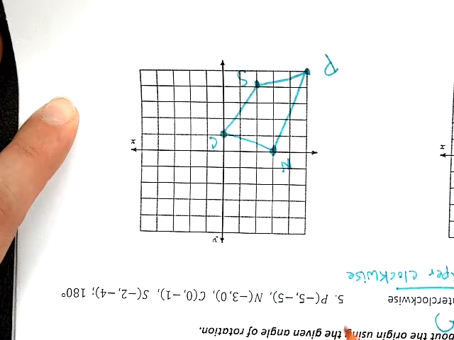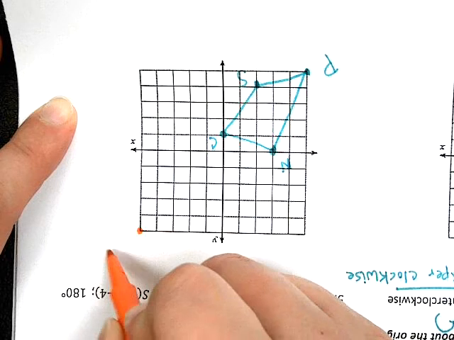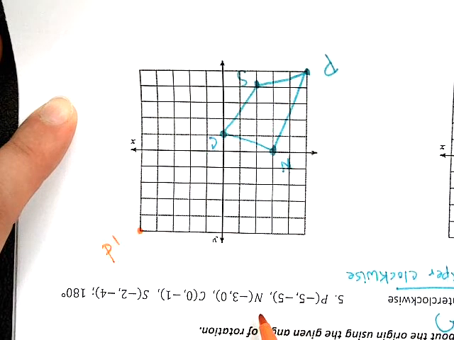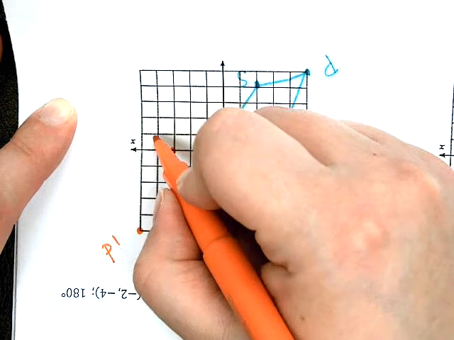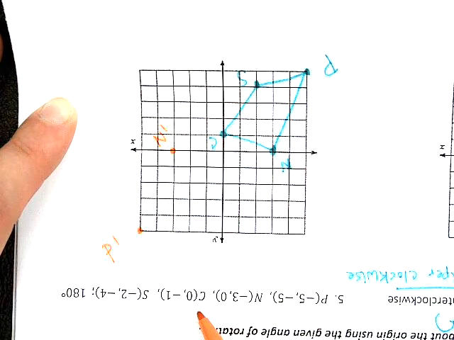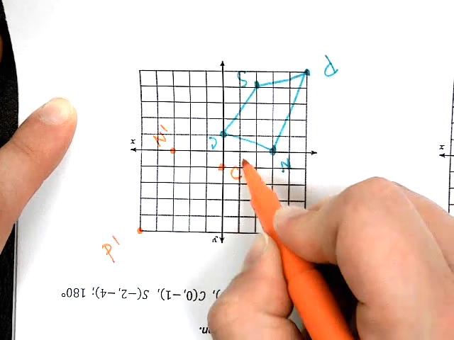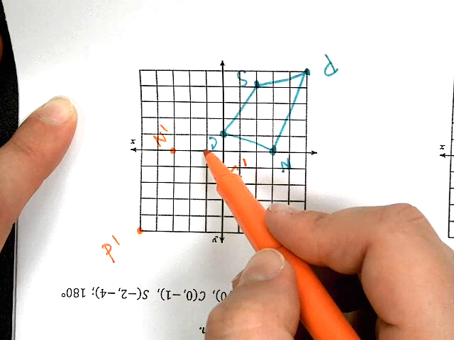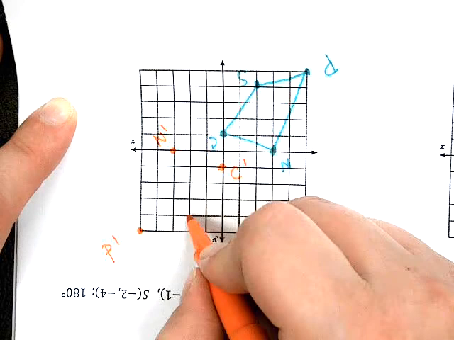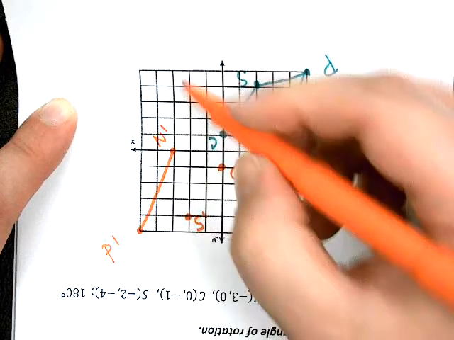And then I'm going to replot these exact same points. So P prime is going to be at negative 5, negative 5. So that's going to be here. N prime is at negative 3, 0. 1, 2, 3. C prime is going to be at 0, negative 1. And S prime is going to be at negative 2, negative 4. So negative 2, negative 4 right here. That's our S prime. And we can draw in our figure.